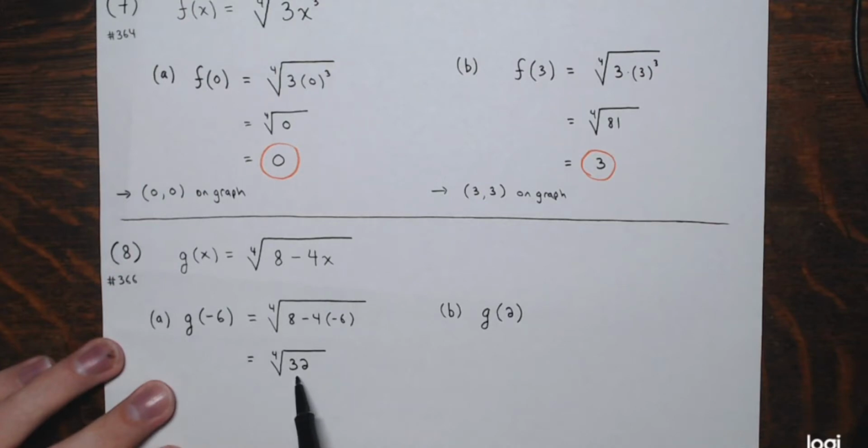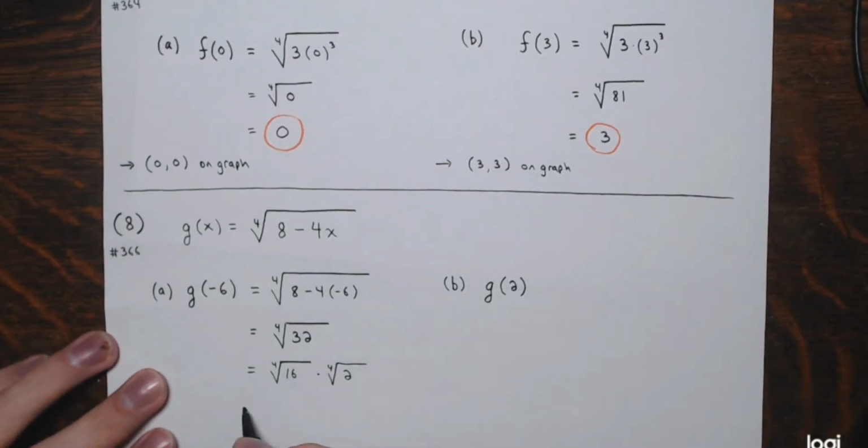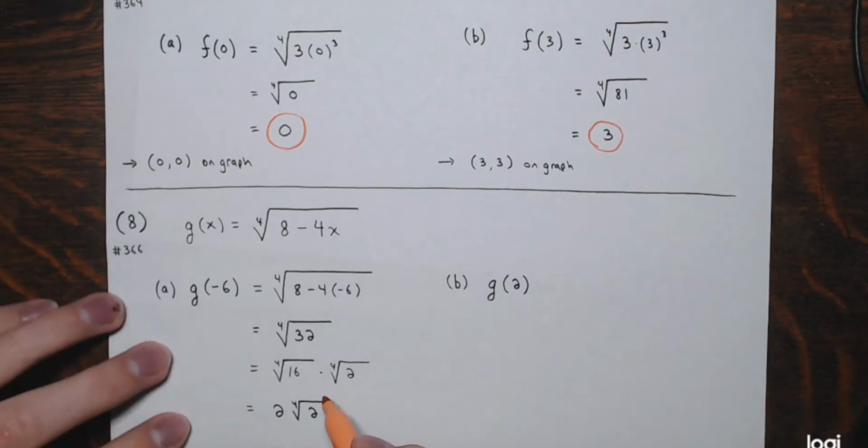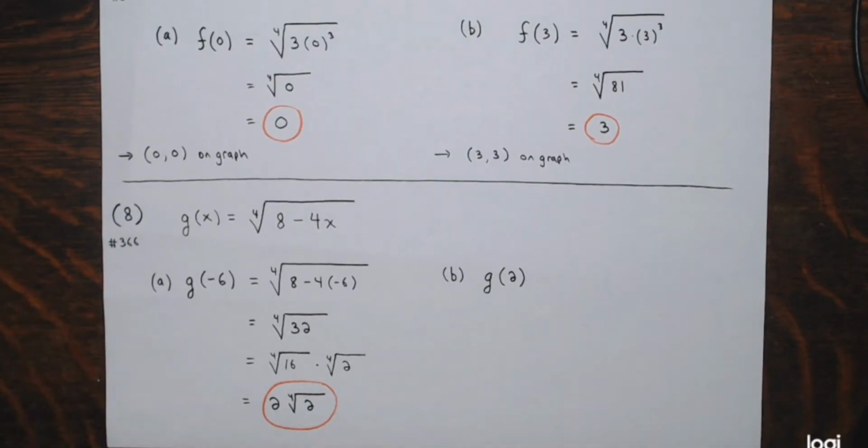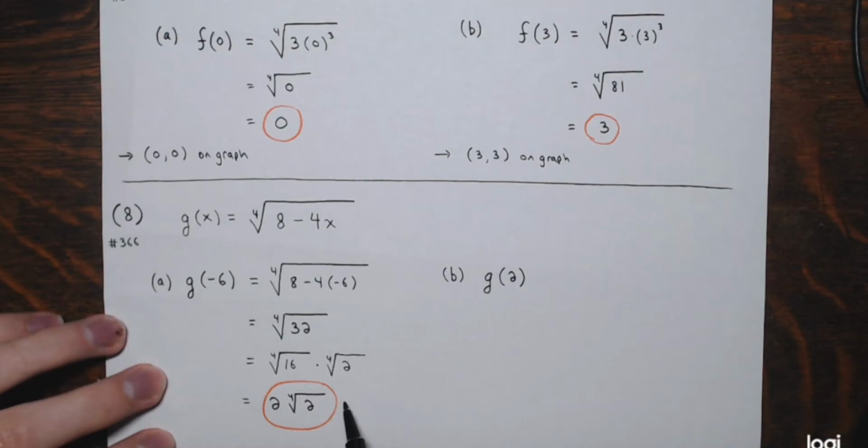It's not a perfect fourth power, but I can split this up to simplify the radical. It's the fourth root of 16, which is 2 to the 4th, right? A fourth power, times the fourth root of 2, right? Using the product property for radicals. And so what I end up with here as my output is 2 times the fourth root of 2. And that's it. That's what we're being asked for. What's the value of this function when the input is negative 6? The output is 2 times the fourth root of 2, or the fourth root of 32, same thing.